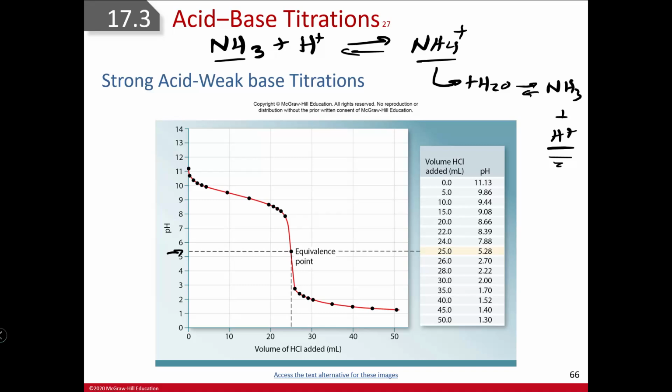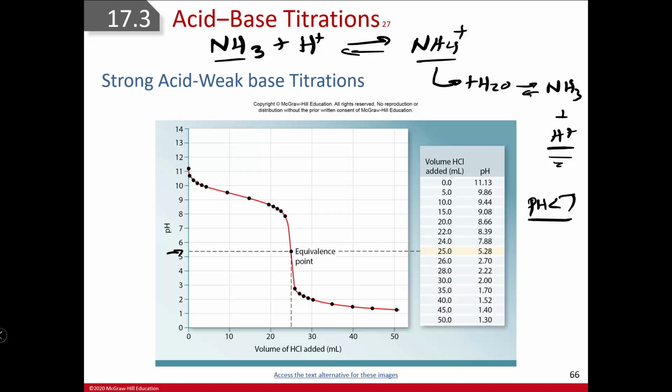So for when you have a strong acid with a weak base, the equivalence point is going to be at a pH less than 7. So that's what you're supposed to get out of this section. And again, why is this important? Because when you're doing titrations in the lab, you need to know, is it a strong acid with a strong base? Is it a weak acid with a strong base? Or is it a strong acid with a weak base? And knowing what the equivalence point is gives you an indication of what we're working with.